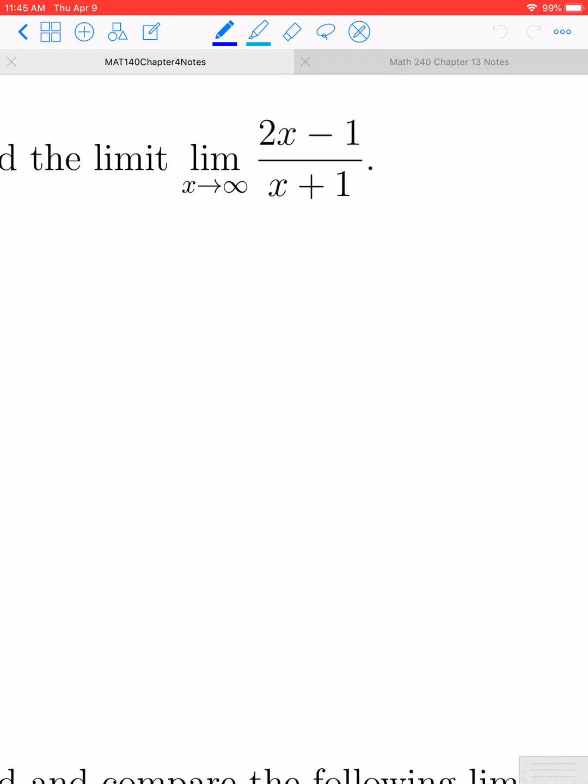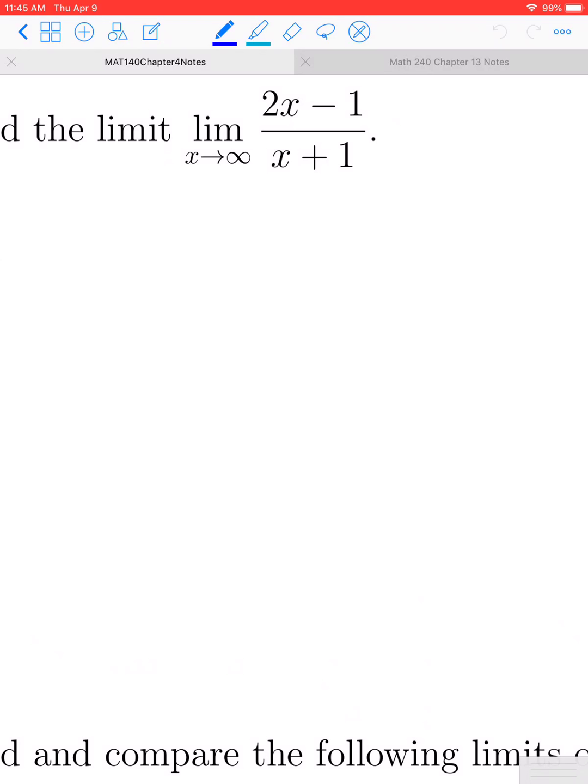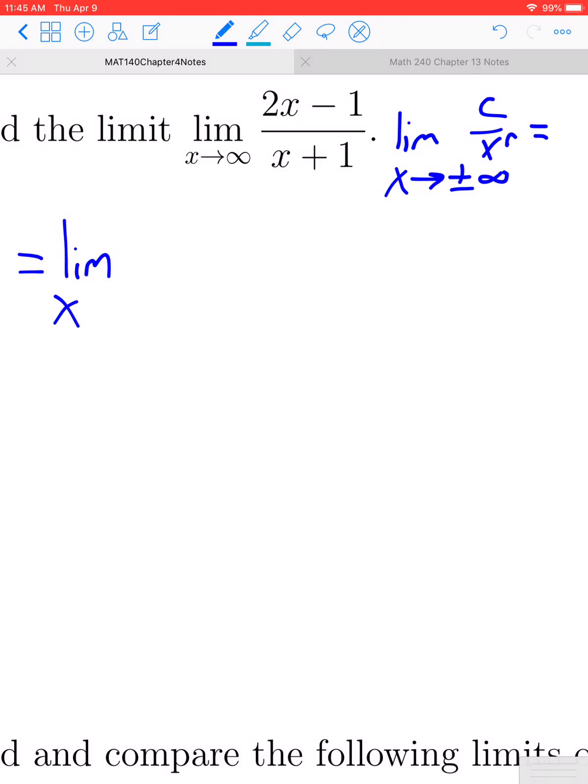In order to find this limit, let's rely on the limit theorem we just found a little bit ago. And that limit theorem I'm discussing is the following. The limit as x approaches either plus or minus infinity of c divided by x to the r, where r is a positive rational number such that this expression is defined, and c is a constant, is equal to 0.